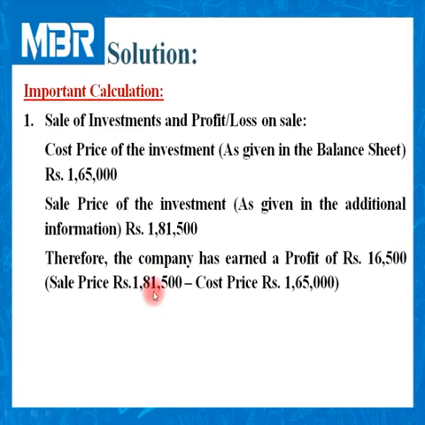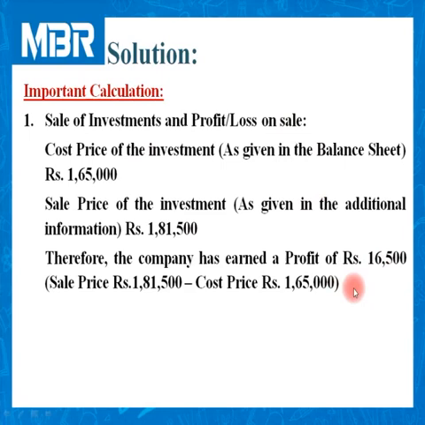You can check the calculation mentioned in the bracket for your reference. Sell price 1,81,500 minus cost price 1,65,000. So the amount is 16,500, and as the sell price is greater, the difference is referred to as profit. If it is less, then the resultant figure is treated as loss. But in the given case, sell price is higher than cost. So the difference of rupees 16,500 is referred to as profit.